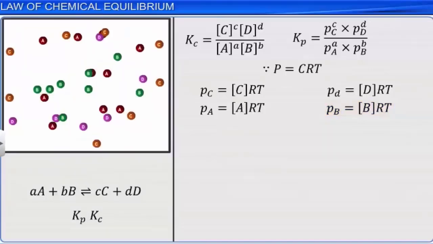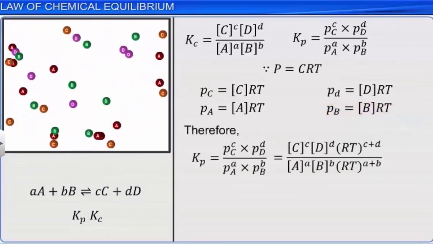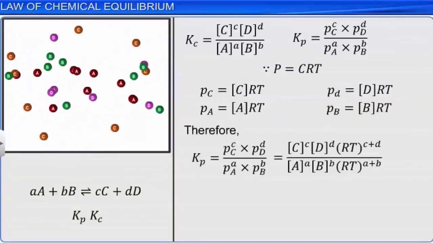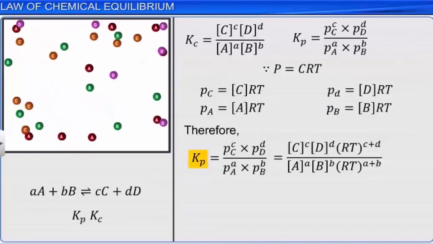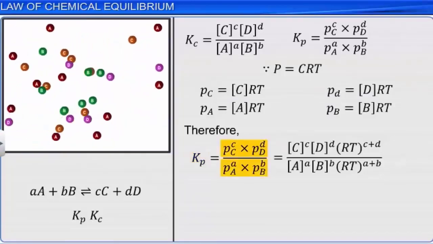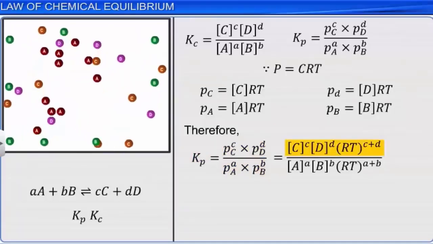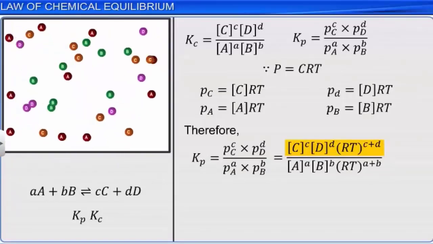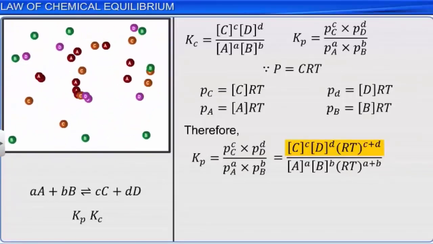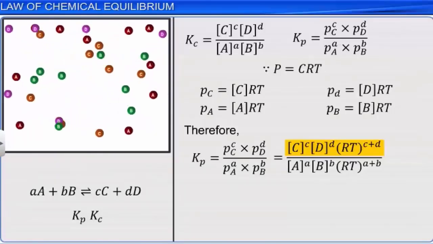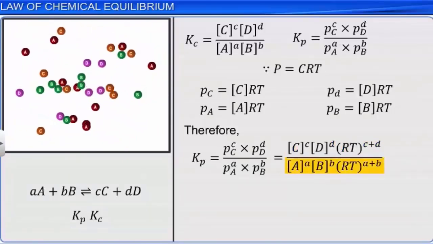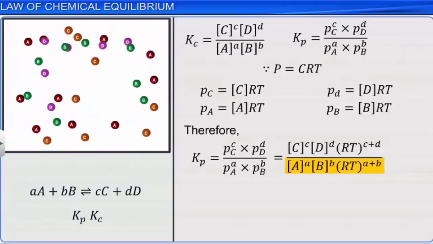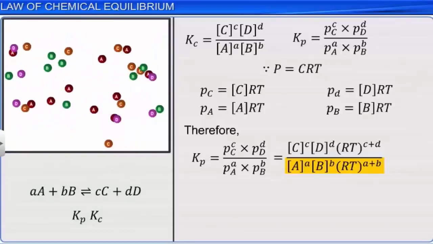Therefore, the equilibrium constant in terms of concentration can be written as Kp is equal to the product of concentration of the products C raised to the power of c, the concentration of D raised to the power of d multiplied by the product of R and T raised to the power of c plus d, divided by the product of the concentrations of the reactants A raised to the power of a and B raised to the power of b multiplied by the product of R and T raised to the power of a plus b.